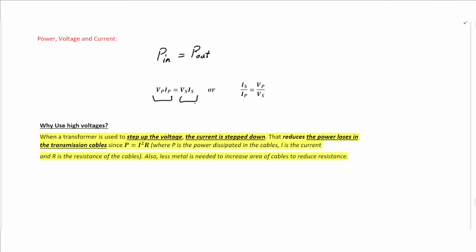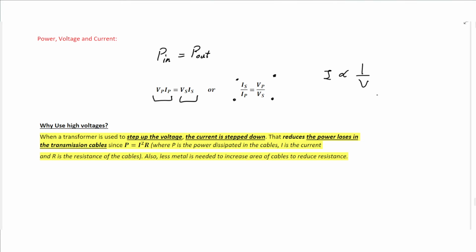Or if you rearrange, the ratio of currents secondary to primary is equal to the ratio of voltages primary to secondary, which means in a transformer, only in a transformer, the current is inversely proportional to the voltage. When you step up the voltage, the current decreases. If you step down the voltage, the current increases. This is an advantage if you use a step-up transformer, because if you use a low current, you are decreasing the heating effect of the current.